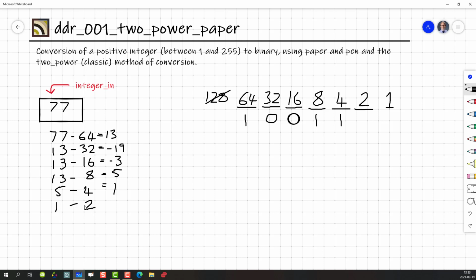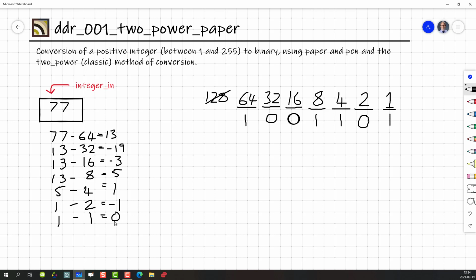So now it's 1 minus 2. Well, the answer to that is negative 1. So the rules are that we place a 0 here, and the number that we're trying to subtract from simply drops down. If we just move to the right for the last time, 1 minus 1, the answer is 0. It is 0 or bigger, so we place a 1 underneath.